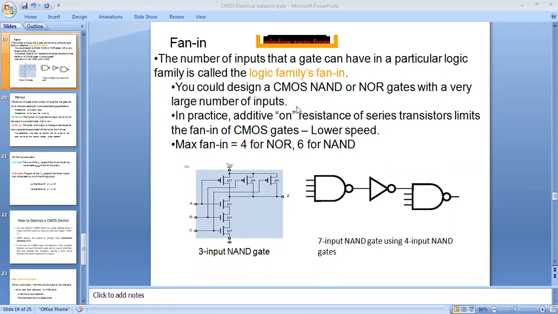Here also we have some specification. That is, here also we have some limit. The maximum fan-in is 4 for NOR. So for NOR logic, we have 4 fan-in. Up to 4 fan-in, we can easily construct the circuit with the help of CMOS. And for NAND logic, we have 6 fan-in. For 6 inputs, we can easily connect the circuit with the help of CMOS. But if we want to construct the NAND gate for 7 fan-in, then what is the situation? How do we connect that circuit?